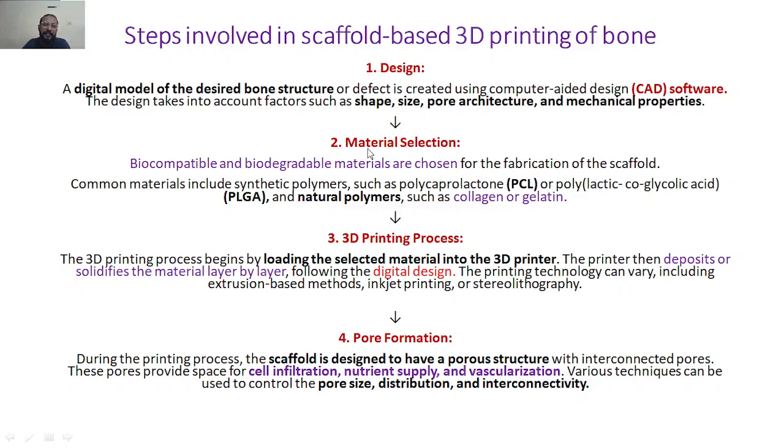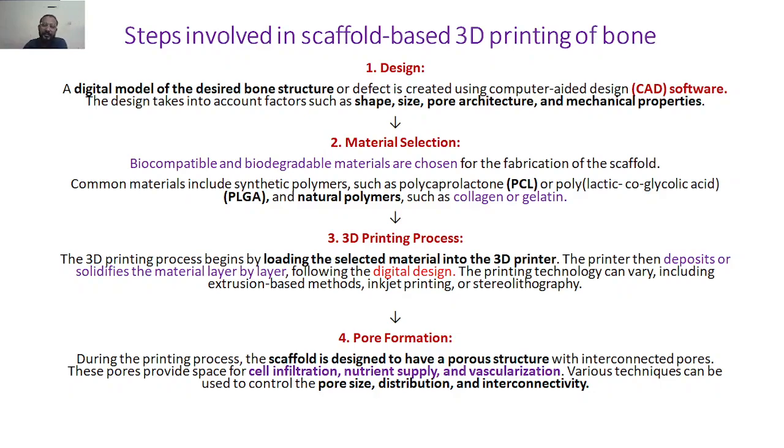So next, material selection. Obviously you need to have biocompatible or biodegradable material chosen. Yesterday we discussed these materials: PCL, PLGA and natural polymers like collagen and gelatin. Same thing, copy paste here. The third thing, material selection, means you must use biodegradable biopolymers. As we said yesterday, PCL and PLGA can be given as examples.